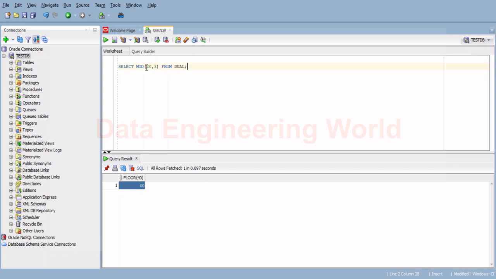So we have a query, select mod of 20, 3 from dual. When we run this query, we should get the remainder 2 in the output. Here we go. Now let's take another example where we will divide 18 by 3. This gives us the remainder as 0. Let's use another example, which is mod 7, 4. The remainder will be 3, and that is what we are getting in the output. So that is how we use the mod function.